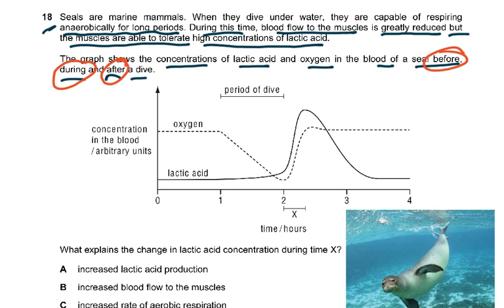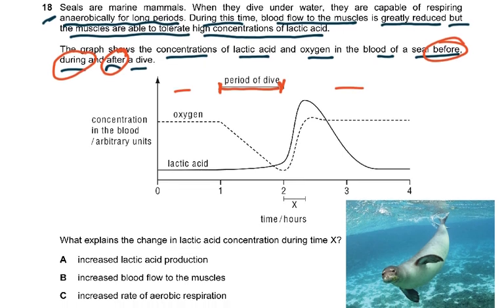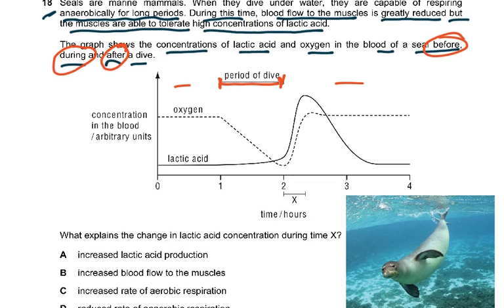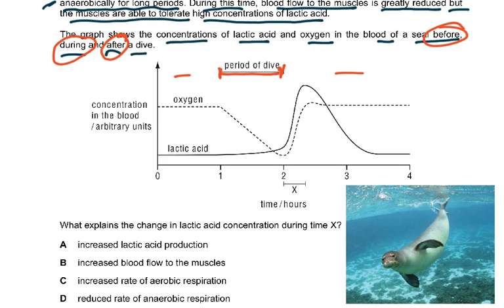Now, the period of the dive is this part. This would be before, and this would be after. Now I've given you a picture. This of course wasn't given in the paper, but I want you to see it so that you can visualize it and understand it. What explains the change in lactic acid concentration during time X? Now this is time X. Now this is after the dive. Increased lactic acid production, increased blood flow to the muscles, increased rate of aerobic respiration, reduced rate of anaerobic respiration.